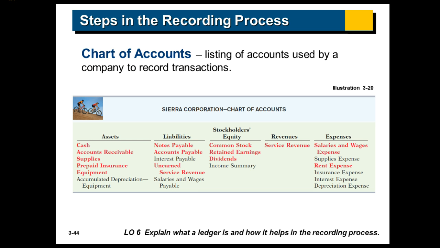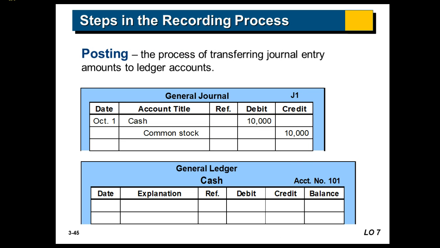With Sierra Corporation, as you can see here, their assets are fairly similar. They do have a prepaid insurance account. They do have an unearned service revenue, which, as we talked about, would be a liability until they earn those revenues. And then the various types of expenses that are common with a lot of companies. Revenues may be unique. I have a service, so we provide tax services and audit services. Other companies may provide merchandise. So those revenues are going to be based on the specific type of account or company we're dealing with.